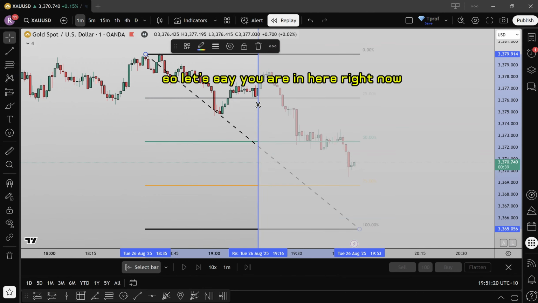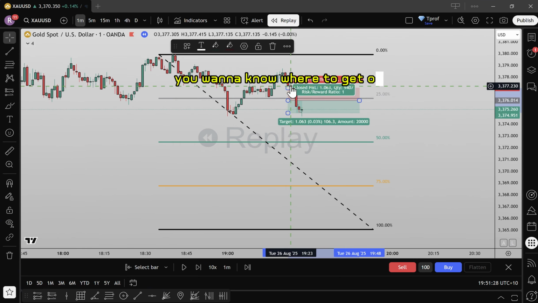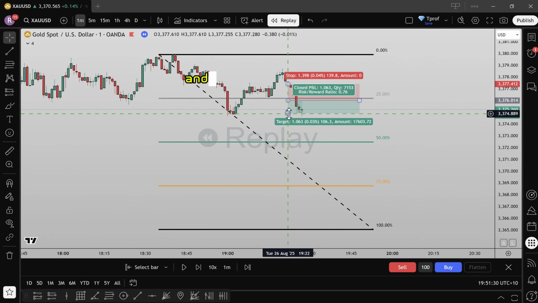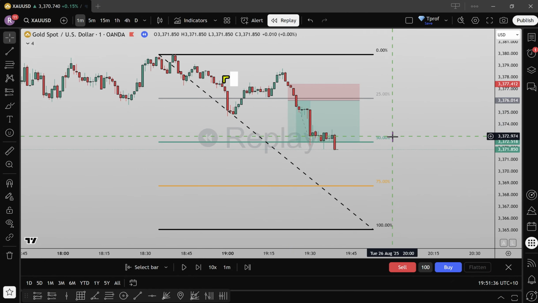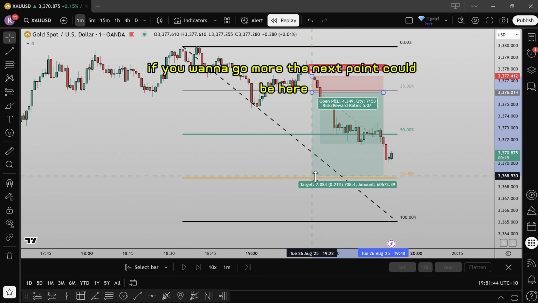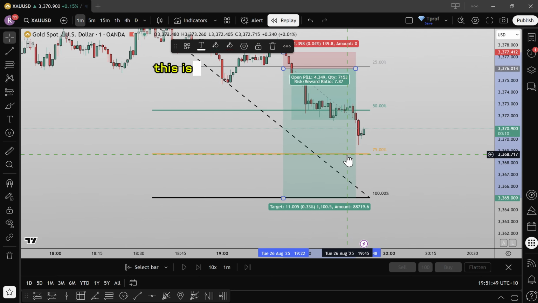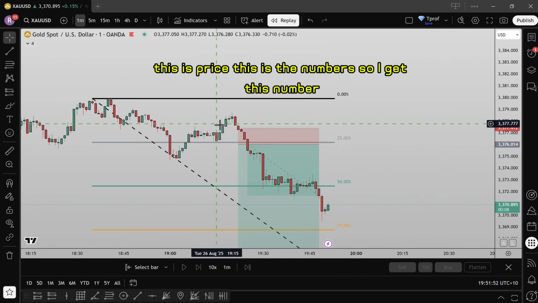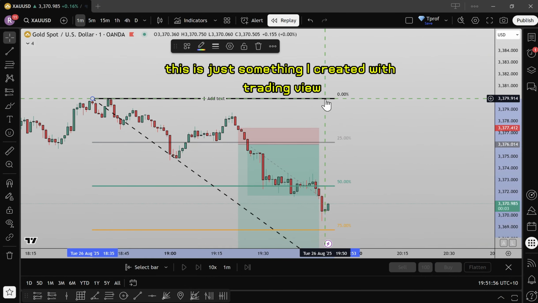So let's say you are in here right now, and you're putting up a sell in here. You want to know where to get out. You're going to put a stop loss somewhere here, and you want to get out in here because this is the point that could be a turning point, right? There you go. So the next point could be here, right? If you want to go more, the next point could be here. So this is not candlestick. This is price. This is the numbers. So I get this number. You can actually do this with a calculator. You don't need TradingView. This is just something I created with TradingView.